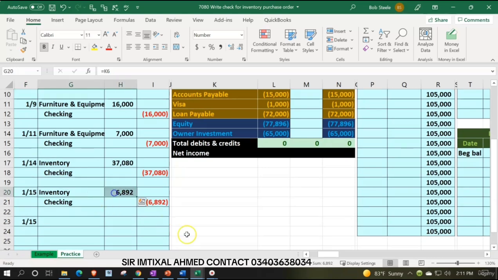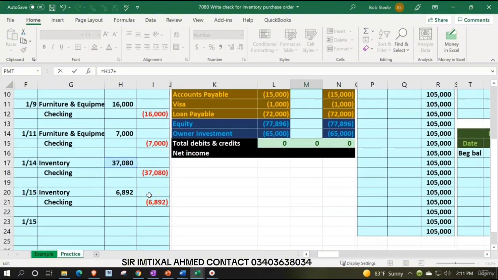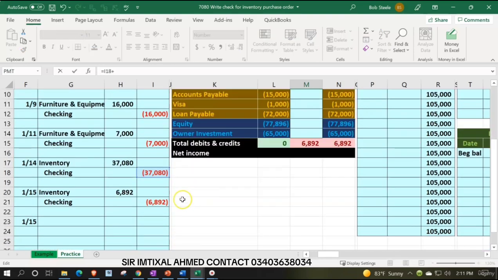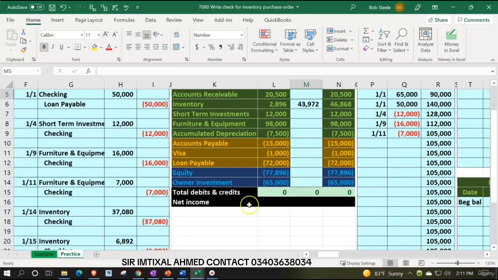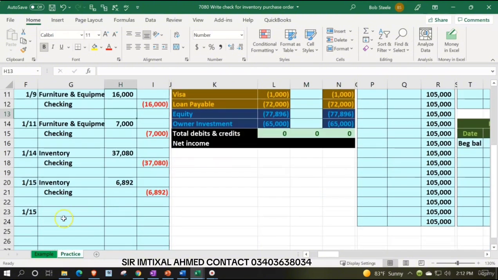This is inventory up top. So inventory, double clicking on it, plus picking up that inventory, and then checking account up top, double clicking on it, plus picking up the checking account. Okay, so now we're back in balance here. We haven't posted to the GL. We'll do that later, but let's do this one last one.